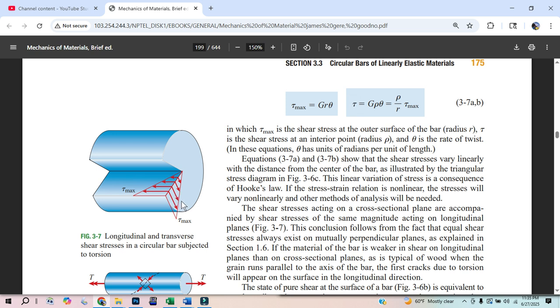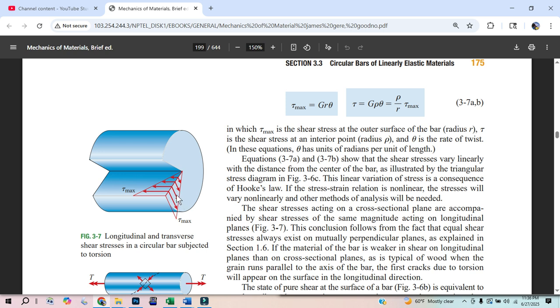If I just want to know the shear at this little area, I'm going to say it's a distance rho. And then I know what that shear is. Shear is this distance rho, T max divided by R. And so that's going to be the shear on that differential area. I know what the differential area is, and that's going to be the force. So that's the first thing. Shear times area is force. So I know the force on that little chunk.